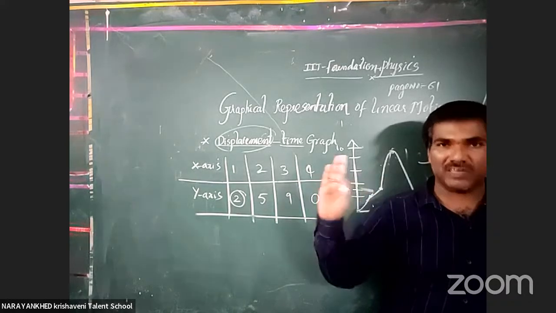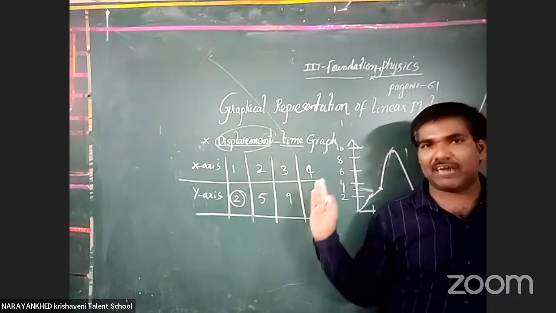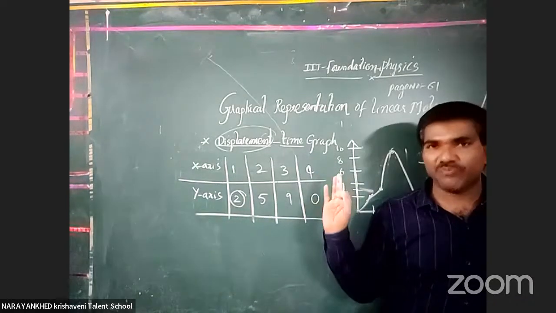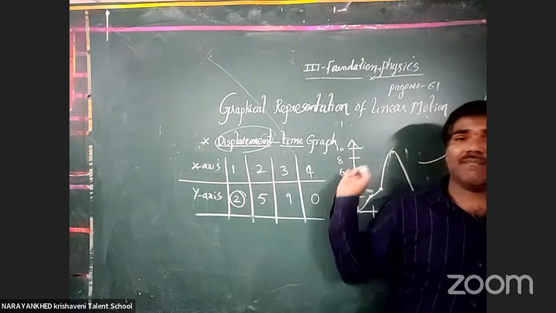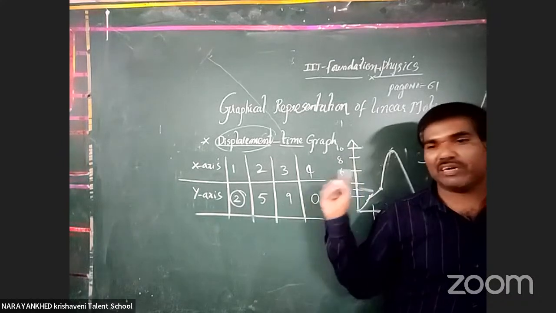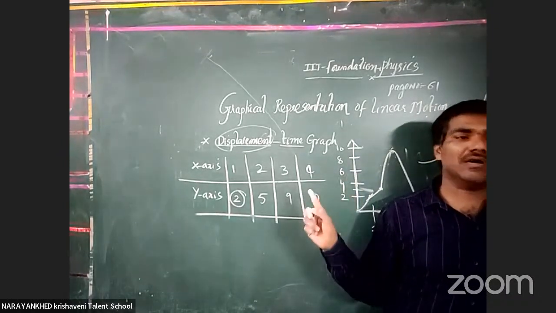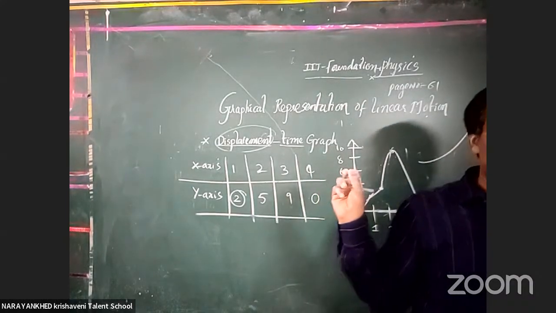The body does not change its position. In case the curve looks like a straight line, which type of motion is it? Uniform motion. Okay, now in case the curve is not in the form of a straight line, it contains a different nature. Okay, now what is it? It is taken as non-uniform motion. Got it? I hope you got it.